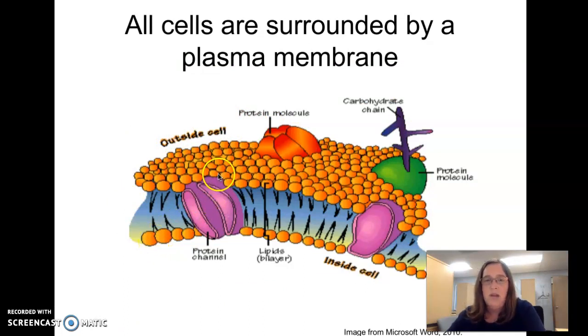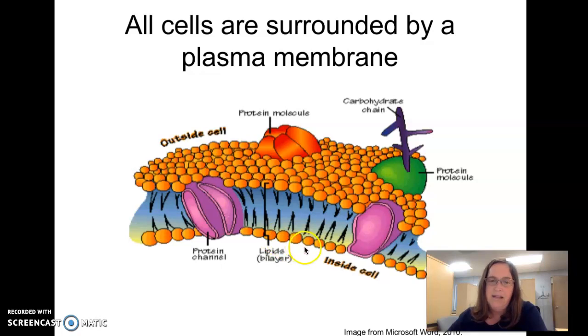Now, a plasma membrane is really important. It's going to be made up of some specific molecules. It's what we call a phospholipid bilayer. A phospho is made up of a phosphate and a glycerin molecule, and those are what are represented as these orange little circles. And each one of these orange little circles has these two tails that look like a V in this picture. And those are the lipids. Now, lipids are types of fats.